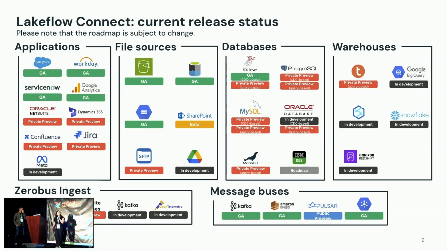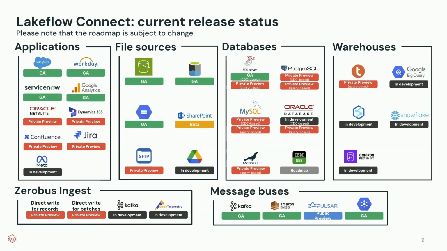And here's where we are with connector availability. We have GA connectors for major sources like Salesforce, Workday, ServiceNow, and NetSuite. Many database connectors are in private preview or development. All of these connectors are point and click, but they create a pipeline behind the scenes that can be orchestrated through Airflow.